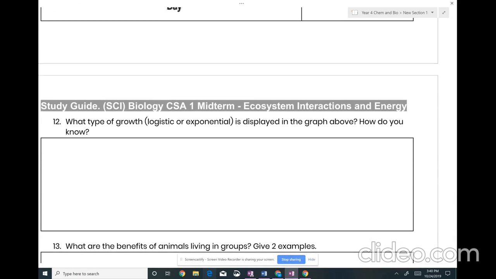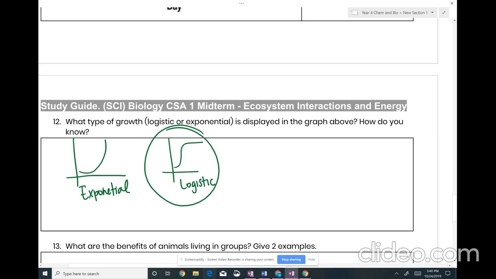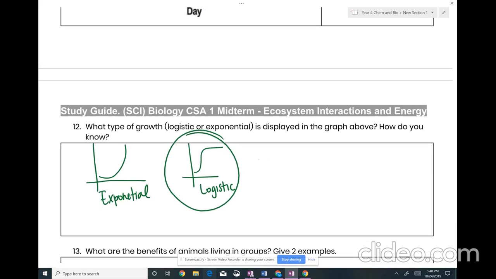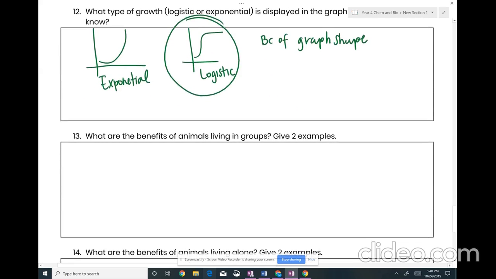Okay, so what type of growth, logistic or exponential, is displayed on the graph above? So you have to remember that we have two types of graphs. We have our J-shaped graph, and we have our S-shaped graph. This one is exponential, and this continues to grow and grow and grow. And this one right here is logistic, and this is the one that we have above. And we know because of the shape. Because of that graph shape, we know what types of graphs they are.